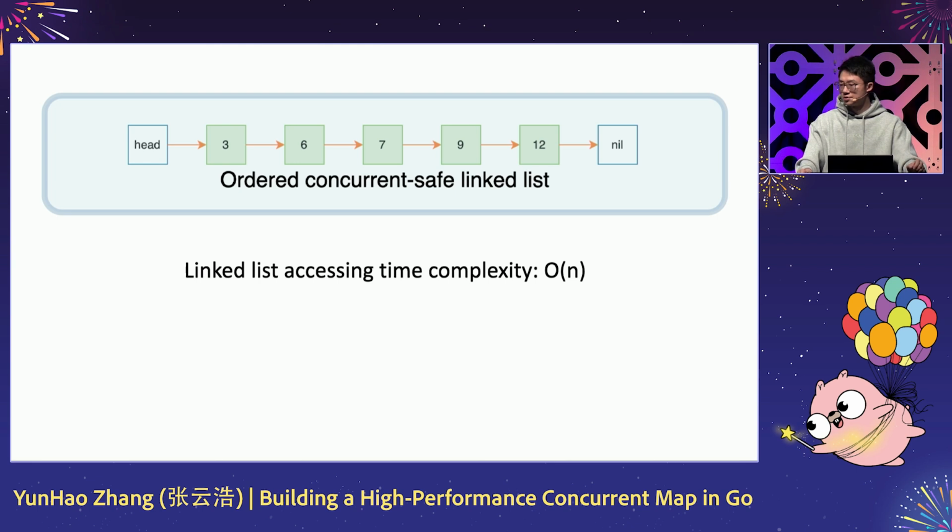So now we have an ordered concurrent safe linked list, and this linked list can execute usual map operations. But before using it, we still need to address a problem. Although accessing the linked list is lock-free, we still need to traverse the linked list to find an item. So its average time complexity for read operations is big O n, which means that if we have lots of items in the linked list, the performance will be poor. So how can we improve the search performance?